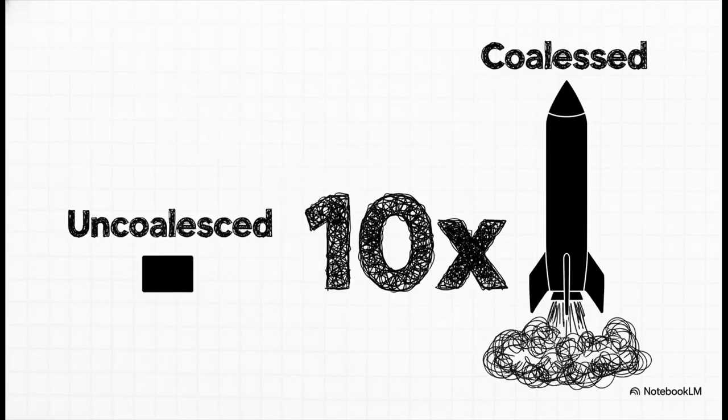And I mean, that throughput improvement we're talking about isn't small. For applications that are bottlenecked by memory access, getting your data structure right can lead to performance gains of up to 10 times. Seriously, it can be the single most important optimization you make.